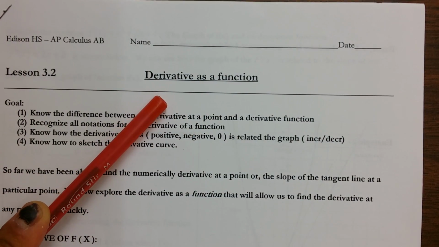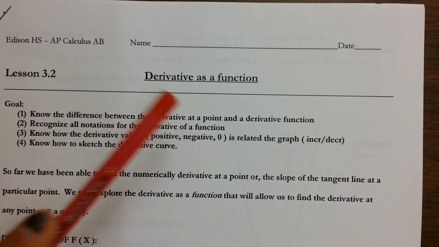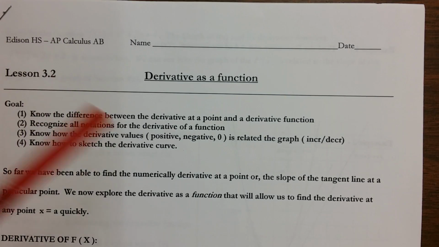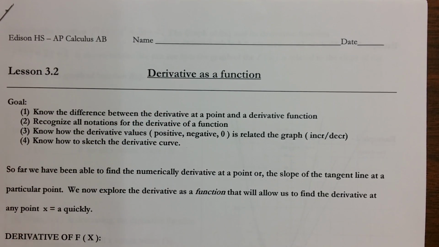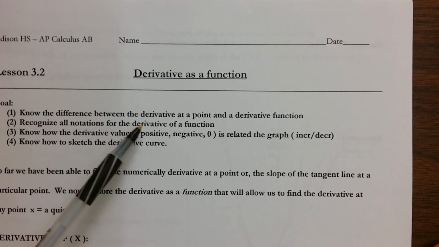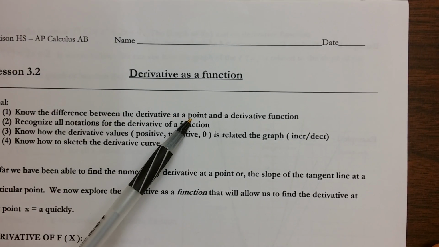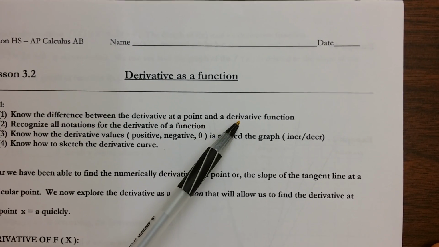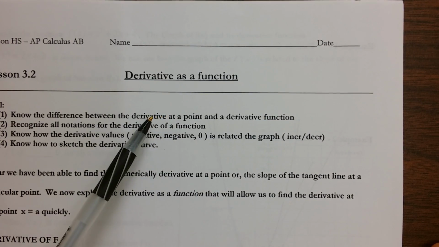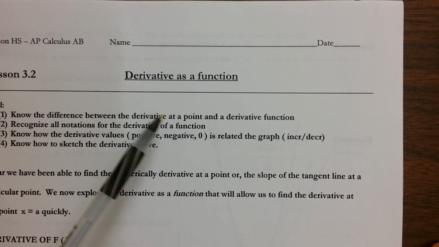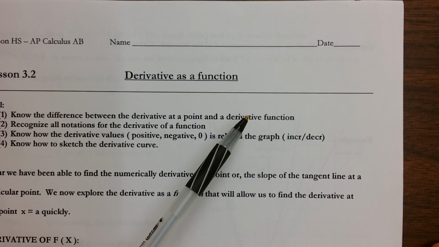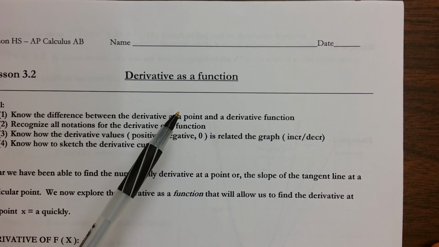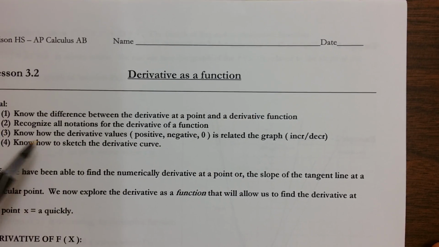Think of it as a formula that we can use to quickly get the derivative at any point of the original function. So our goal for today is to know the difference between a derivative at a point versus a derivative function. Think of this as a number. Think of this as a formula that allows you to find the number if you're given a point.